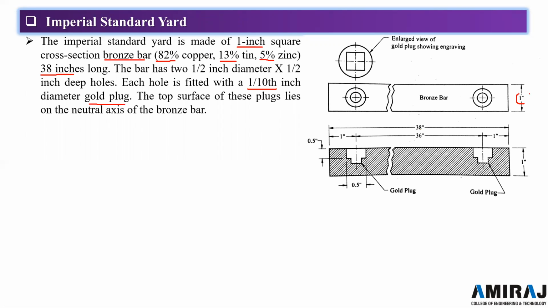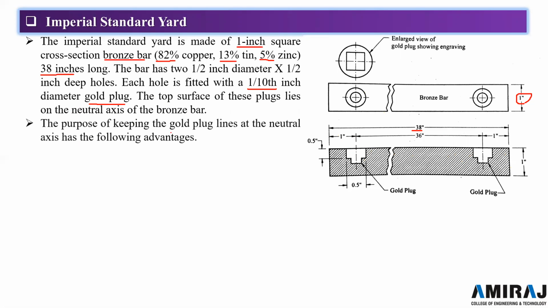The size is 1 inch, as you can see over here, and they are made of a bronze bar 38 inches long. Now they are having 1.5 inch holes. Here you can see this is the gold plug, and each hole is fitted with a 1/10 inch diameter gold plug. The top surface of these gold plugs lies on the neutral axis of the bronze bar.